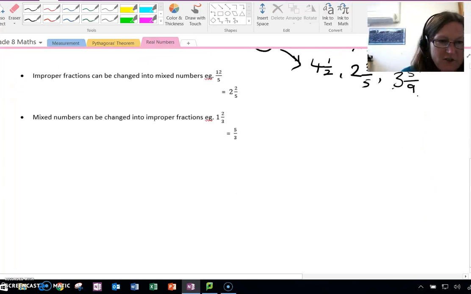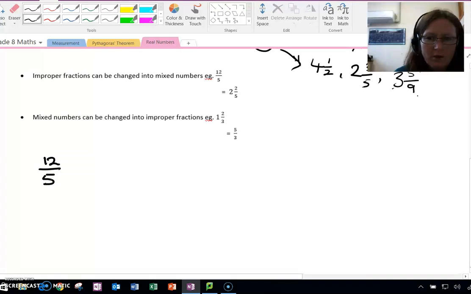We can change improper fractions into mixed numbers. So the example listed here is 12/5. That is an improper fraction. Remember, improper fraction, the numerator, so in this case 12, is bigger than the denominator, in this case 5. So how can we change this to a mixed number?